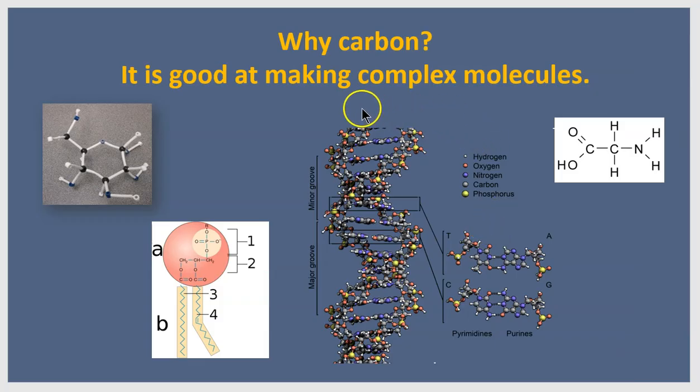Now, why is carbon enriched in living things? Well, carbon is good at making complex molecules. And we'll see this in future lessons, that carbon has an atomic structure that allows it to make many chemical bonds, to make four, to be precise, 4 chemical bonds. And that means it's able to make very complex molecules like DNA, for example, or lipids, or sugars, or amino acids.